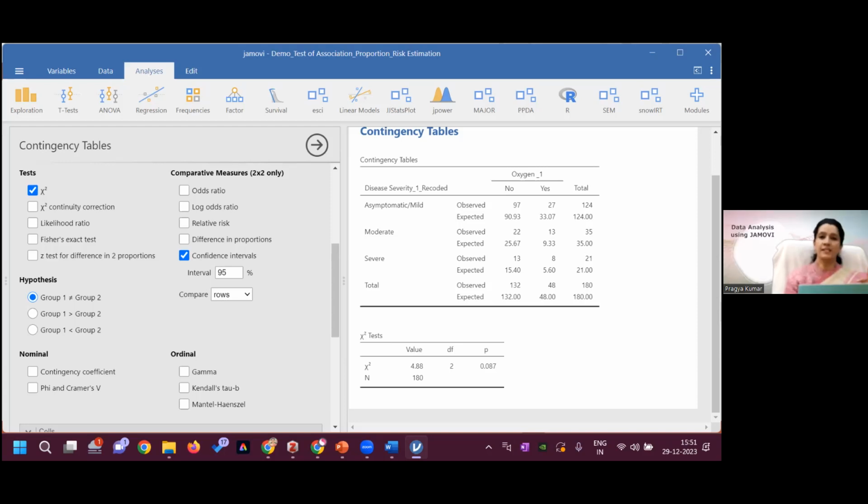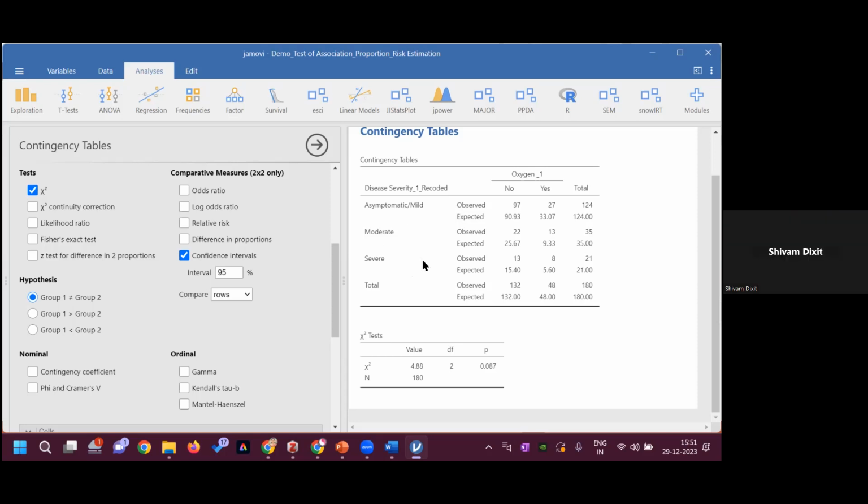Fisher exact we generally use for a 2x2 table. Fisher exact, because it is a 3x2 table. So what will we do? I have told you one way to handle this. And what is that? You club the category. You can club these asymptomatic and mild in one and moderate severe in other.